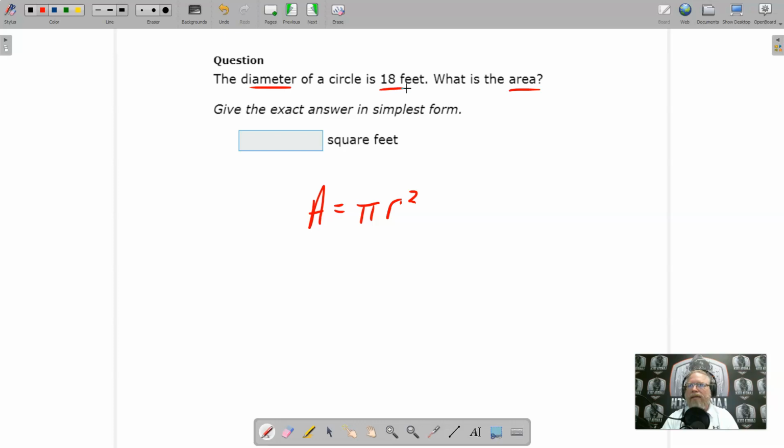Well, they tell us that diameter is 18. Well, what do we know about the relationship between diameter and radius? That's right. The radius is 1/2. So in this case, the radius is going to equal 9, 1/2 of 18. Let's do area equals pi. Take that radius of 9, and we're going to square it. So now area equals pi times 81, and area equals 81 pi.